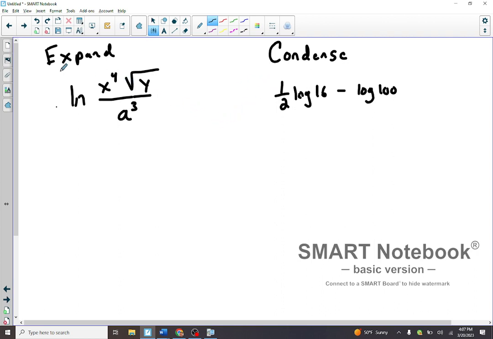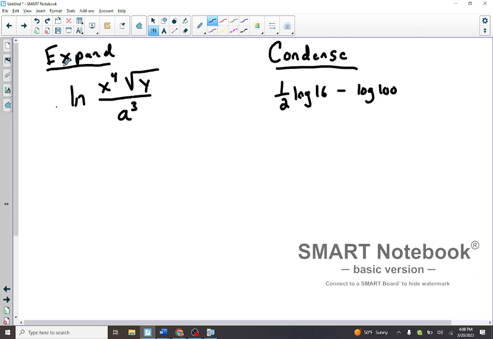The instructions will say expand a log. This says condense a log. You just match whatever is here. If it's ln, you do ln. If it's log, you do log. If it's log base 3, you do log base 3. So it always matches. If there's nothing, it's base 10, right? It's an invisible 10, yes. So in this case, we're going to expand.